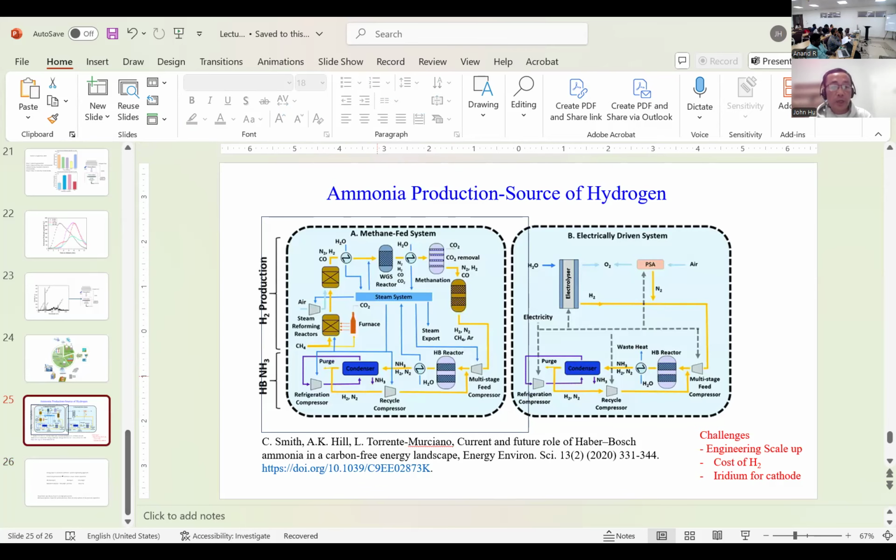This condenser, high pressure condenser, all this compression for recycle, it's a 3-stage. If you want to compress anything from ambient pressure to 300 bar, you need 3 compressors. Okay, it's not 1. You have to go 3 stages: 1, 2, and 3.